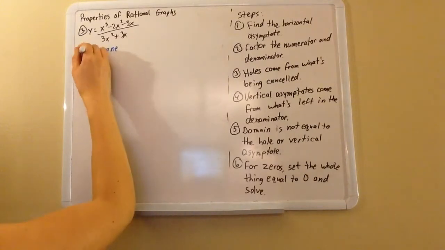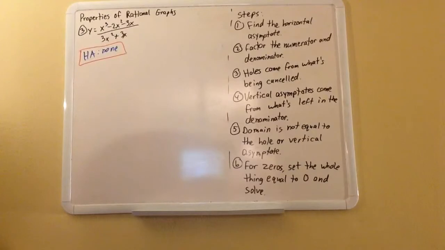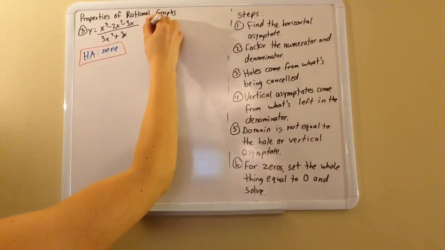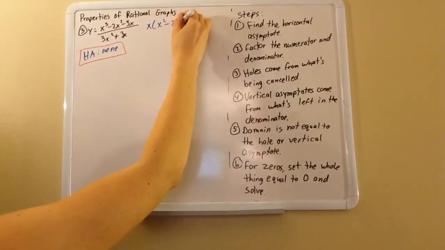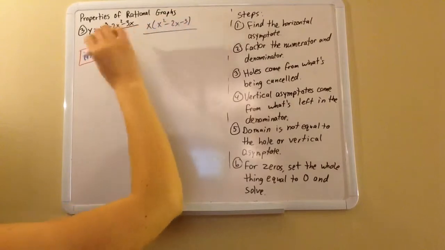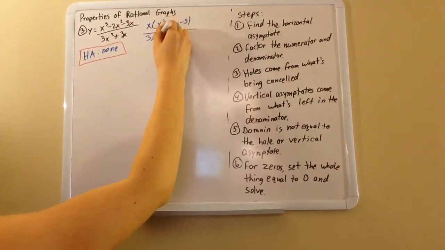Alright, first one done. Next one, we just want to factor the top and the bottom. To factor the top part, first off, you can notice that they all have an x in common. So I'm going to take an x out of all of them, and then it's x squared minus 2x minus 3. In the denominator too, I can also factor out an x as well as a 3. So I'm left with x plus 1.